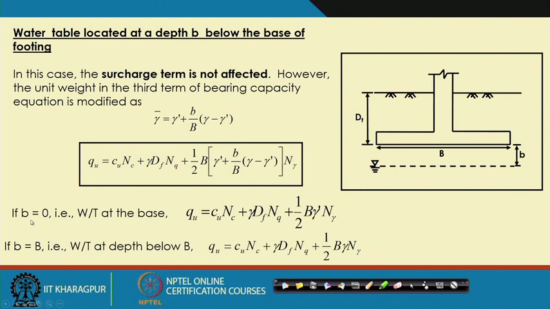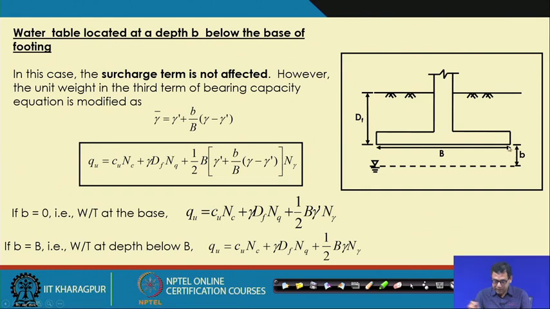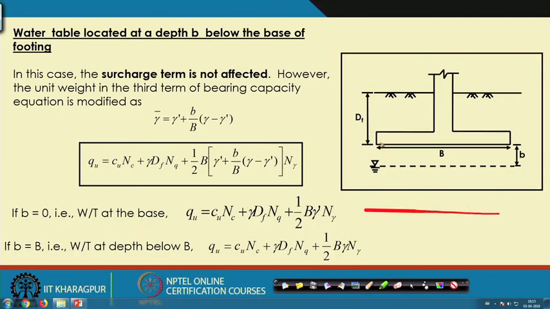And finally, if B is 0, that means the water table is at the base of the footing, then this will be gamma sub, because the total soil below the base of the footing is submerged. Now, if the water table is beyond B, then there is no effect. So, the water table effect is considered up to the depth B below the base of the footing. Beyond that, there is no water table effect.